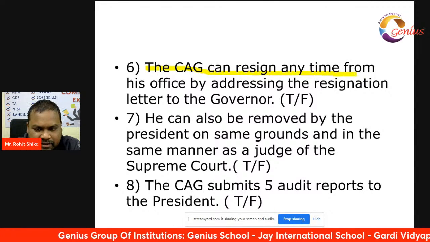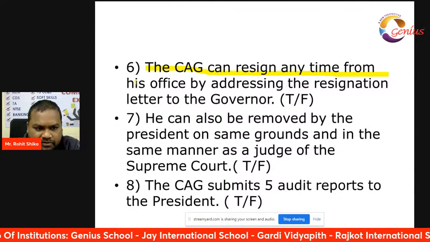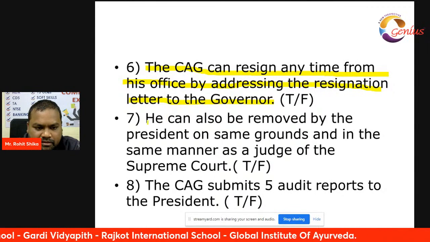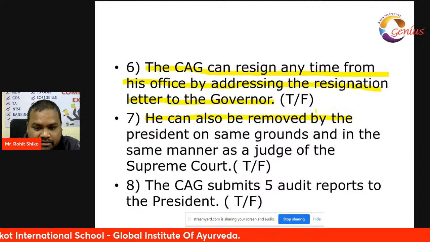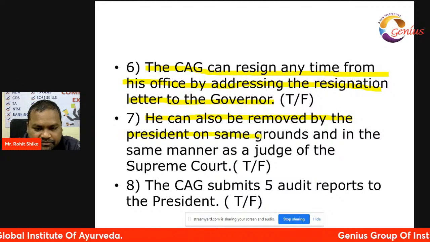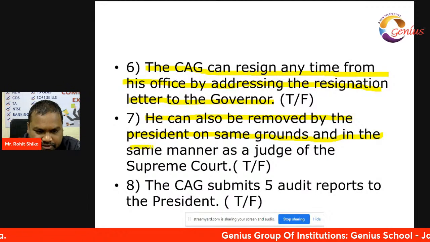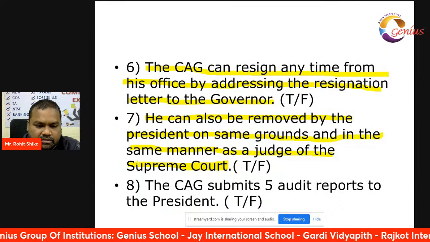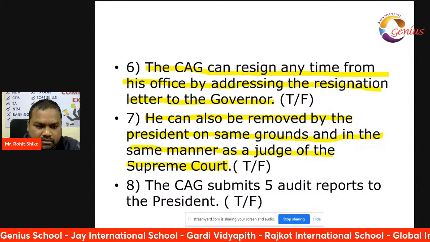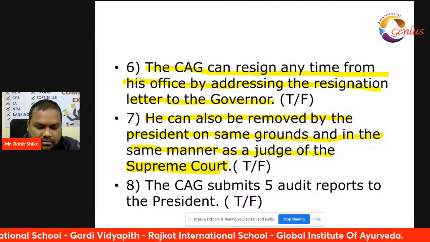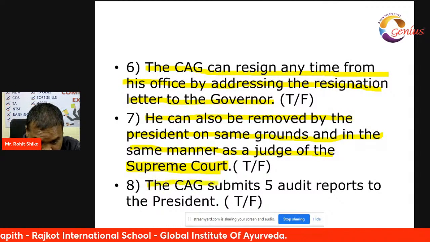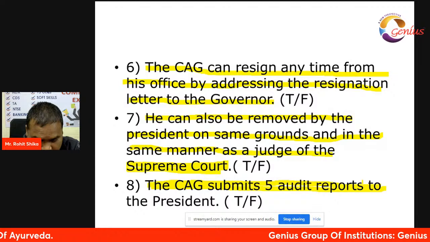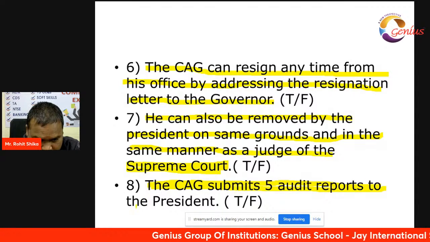The CAG can resign anytime from his office by addressing the resignation letter to the Governor. He can also be removed by the President on the same grounds and in the same manner as a judge of the Supreme Court. The CAG submits 5 audit reports to the President.